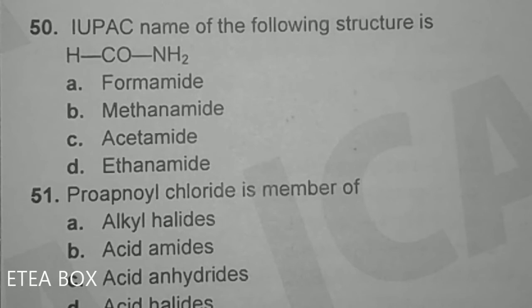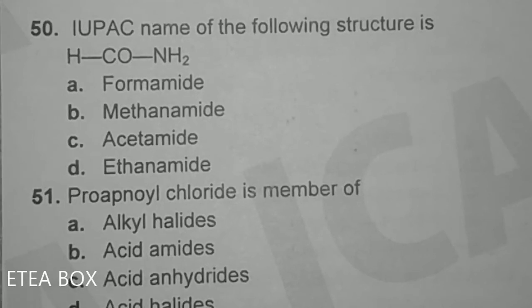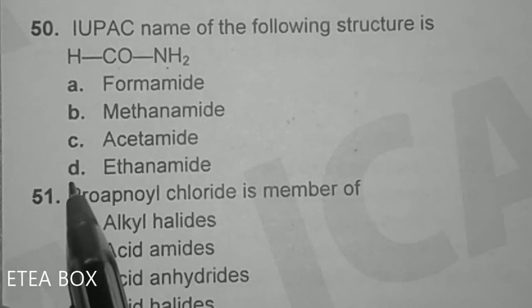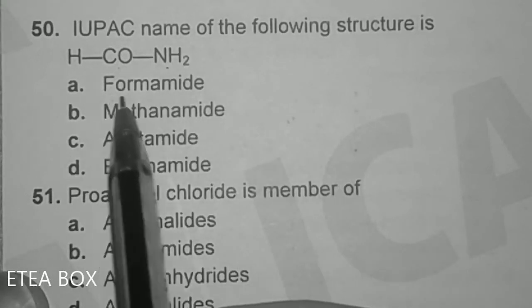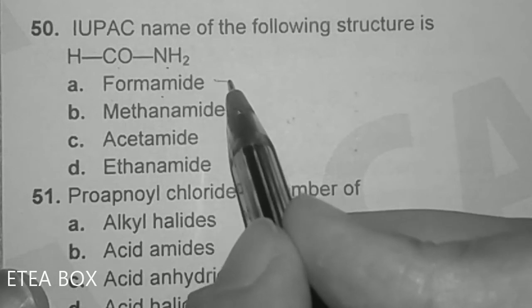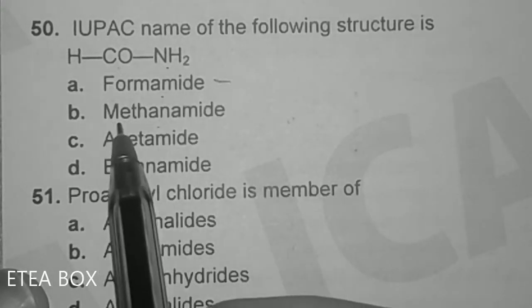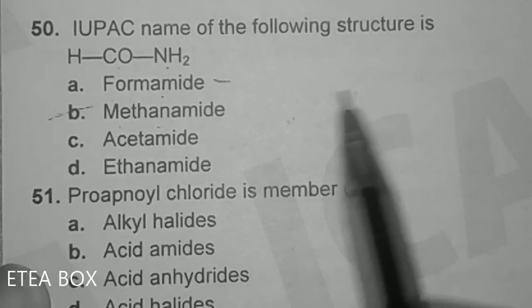50. The IUPAC name of the following structure is, now look here. When a carboxyl group is present with NH2, it means that this is an amide, okay? Now look at option A, formamide. This one is the common name for this structure. Methanamide is the IUPAC name, okay? So option B is correct here.